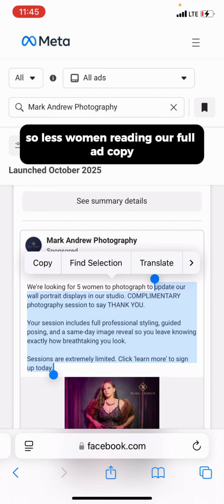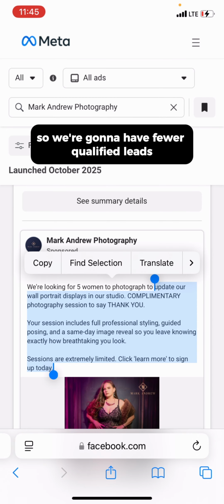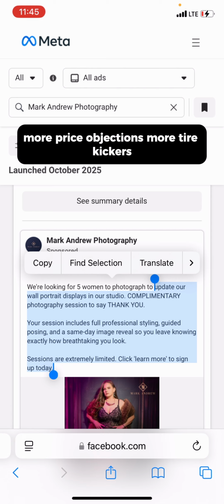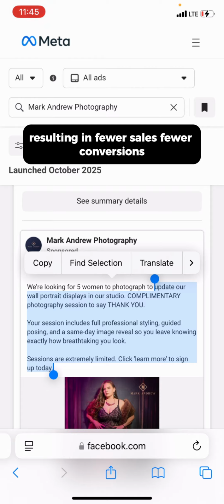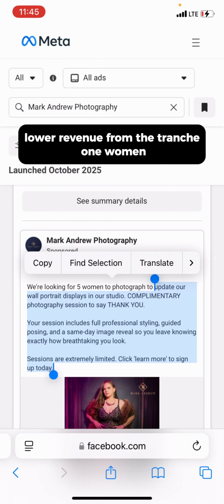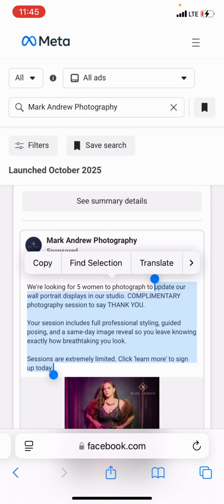So less women reading our full ad copy, less women becoming pre-qualified, so we're going to have fewer qualified leads, fewer qualified appointments, more ghosting, more price hunters, more price objections, more tire kickers, resulting in fewer sales, fewer conversions, fewer bookings, lower ROAS, lower revenue from the tranche one women. All that feeds back into the Meta ad algorithm.